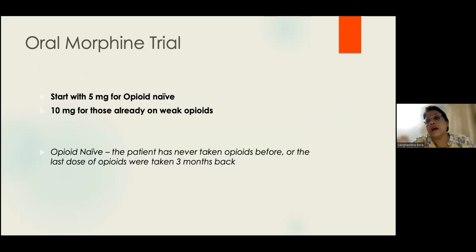So in case you do not have IV morphine access, or you do not have an IV morphine storage, then you can also do an oral morphine trial for this patient. So for those patients who are opioid naive, by opioid naive, I mean to say that the patient has never taken any opioids before, or the last dose of opioids, even if the patient was on opioids, was taken 3 months back. So those patients are considered as opioid naive patients. And we start oral morphine trial with 5 milligrams for opioid naive patients, and 10 milligrams for those already on weak opioids.